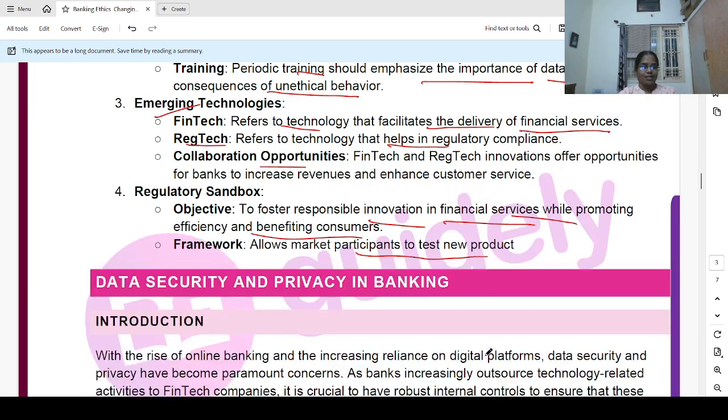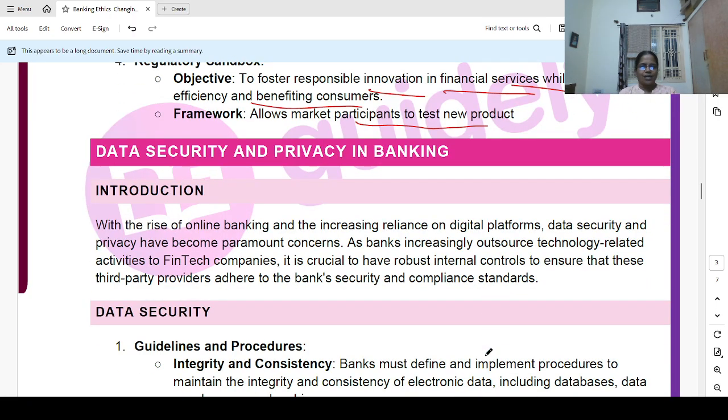What is data security and privacy in banking? With the rise of online banking and the increased reliance on digital platforms, data security and privacy have become paramount concerns, and that is the main concern for the banker. Data security is one of the important tasks when technological advancements take place. On one side there is the benefit, and on the other side the disadvantages. A breach of data security leads to many consequences, positive and also negative in nature.